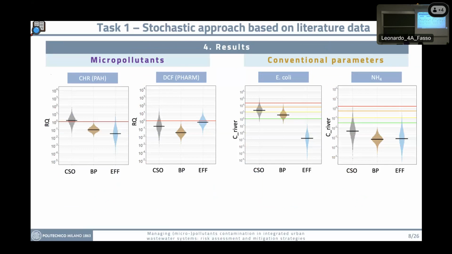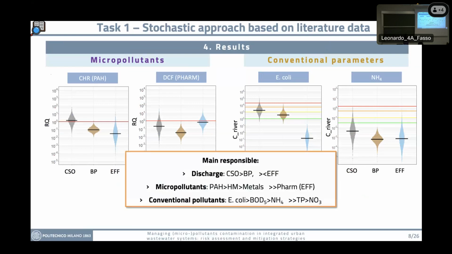And here, for the conventional parameters, we have these lines that indicate the quality of the river. So above the red one is very, very bad quality. And here we have intermediate situations. You can see that based on the pollutants that we look at, the main responsible can be either the wet weather discharges, such as here for chrysin, or the effluent, like for diclofenac.